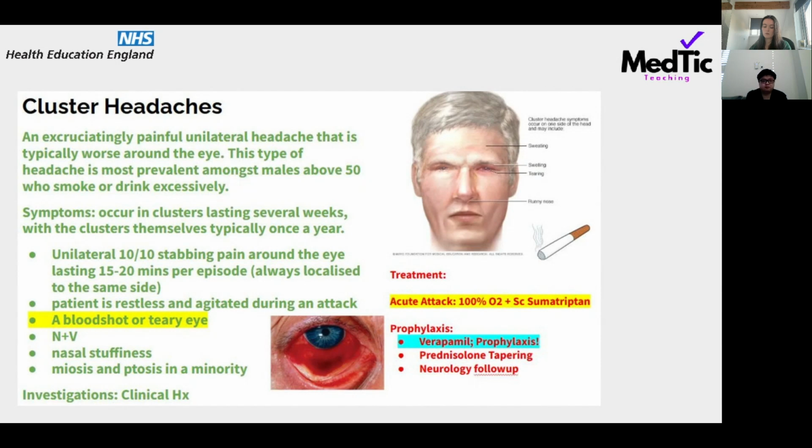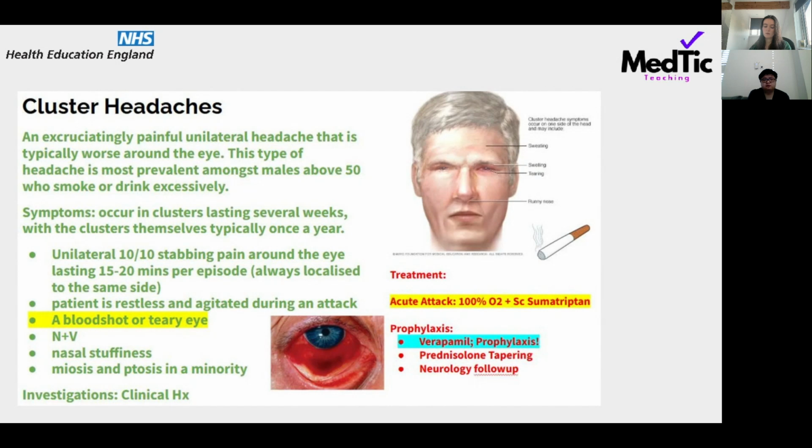A classic examination finding, if you look into the eye, is that it's bloodshot and it's very teary as well, like in the picture over there. And they can get nasal stuffiness as well with the condition. Diagnosis is based on the clinical history itself, and the acute attacks are usually treated with high flow oxygen and subcutaneous sumatriptan as well to try to relieve the attacks.